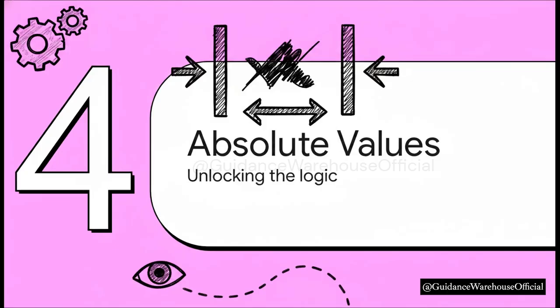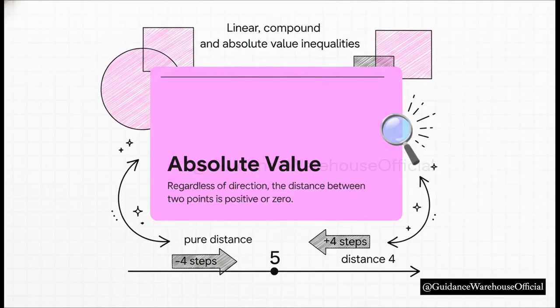All right, shifting gears to Section 4, Unlocking Absolute Values. I know these can look a bit intimidating at first, but they really just require a slight change in how we visualize the math. The crucial takeaway here is this. Absolute value simply means pure distance.